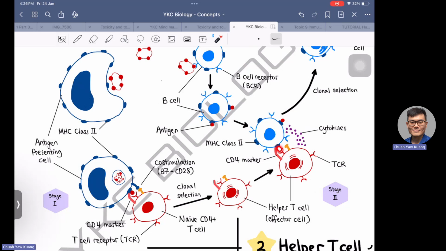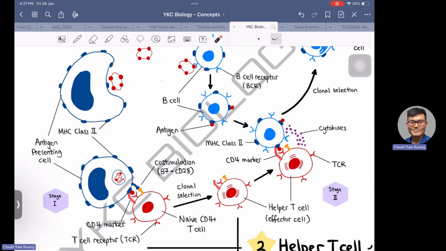Helper T cell is going to use their T cell receptor to recognize the antigen. And at the same time, the helper T cell will have the CD4 marker that is going to bind to the MHC class 2 molecule. So this conformation will activate the helper T cell.